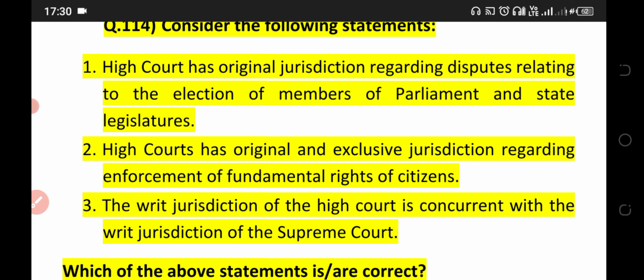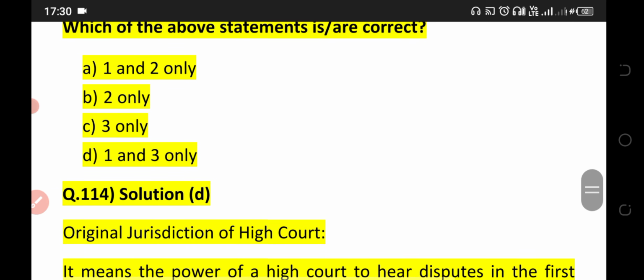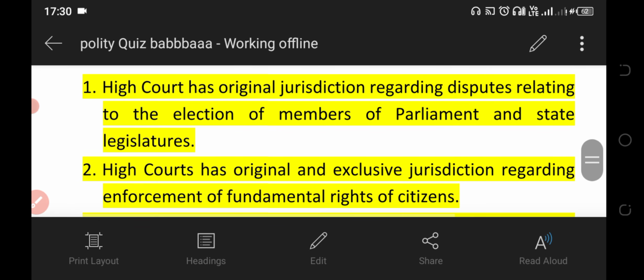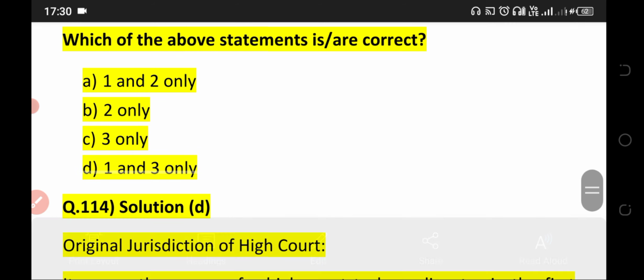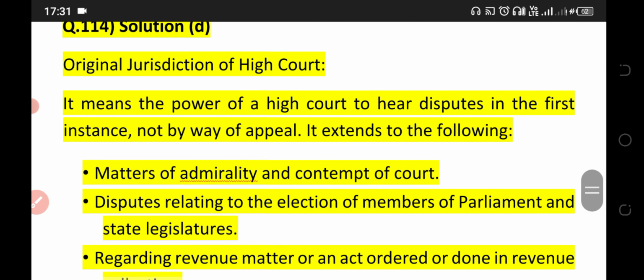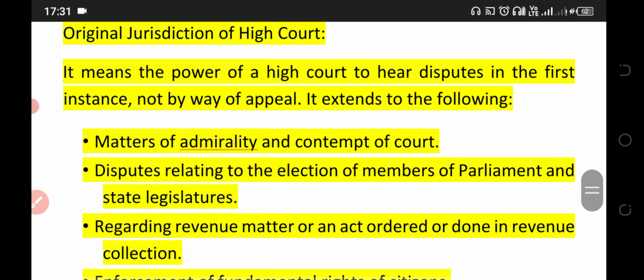Yes, of course. केवल और केवल 3 सही है कि 1 और 3 सही है, दोनों सही है. यस, 1-3, क्योंकि इंदिरा गांधी का याद होगा आपको, राजनारायण केस. ओरिजिनल जुडिक्शन ऑफ हाई कोर्ट, original, not exclusive. It means the power of the high court to hear disputes in the first instance, not by way of appeal. It extends to the following: matters of admiralty and contempt of court.